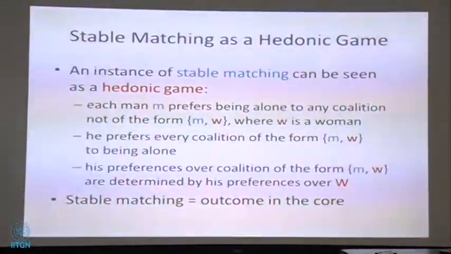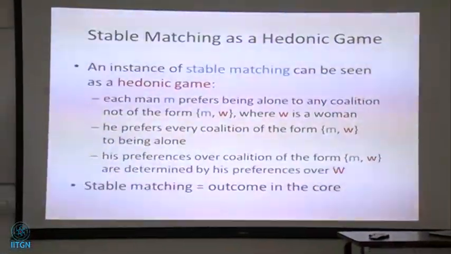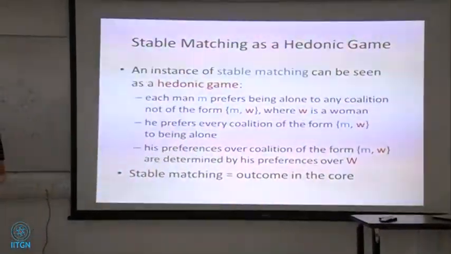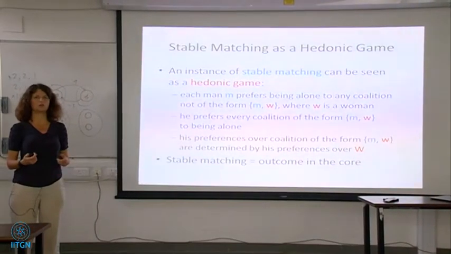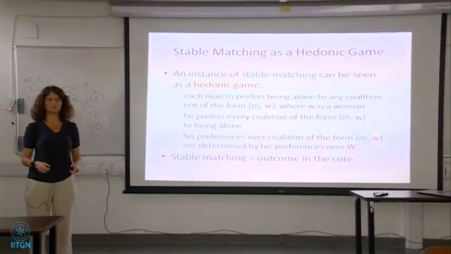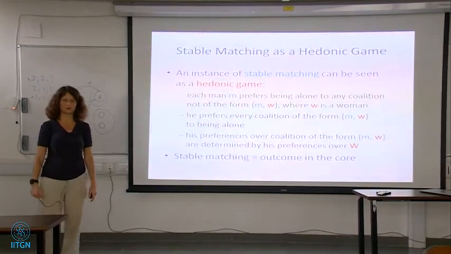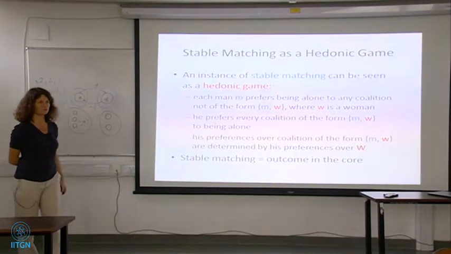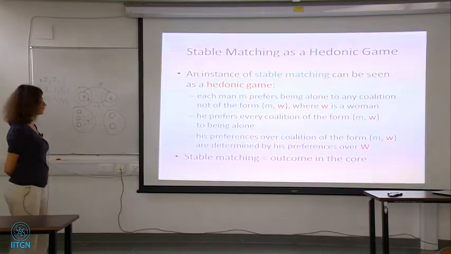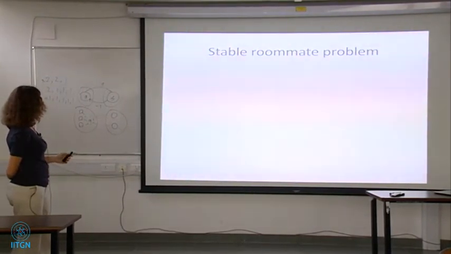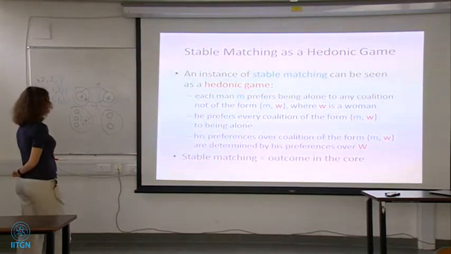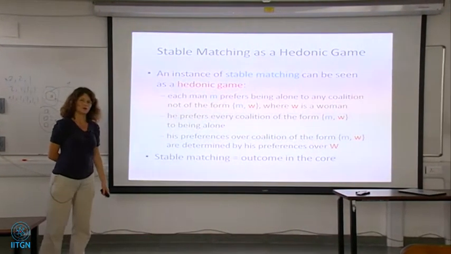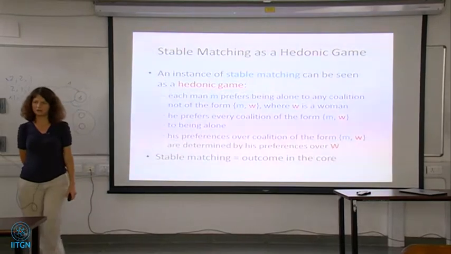If you think what it means for this pair to deviate, in the sense that we just defined, to be an unstable pair, that's exactly the definition of the core. They both prefer this potential new coalition to the current coalition. So this is a question of core stability in this specific class of games. What we are going to show now is that in this class of games, the core is always non-empty.